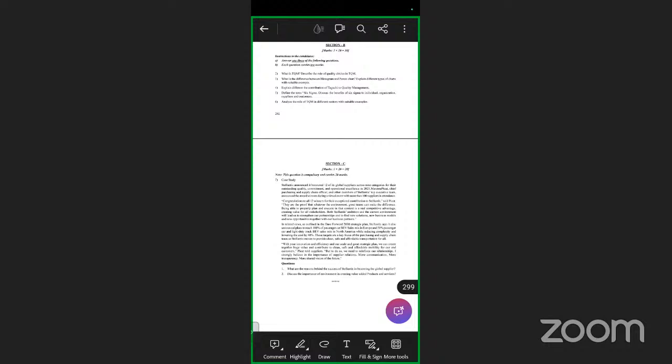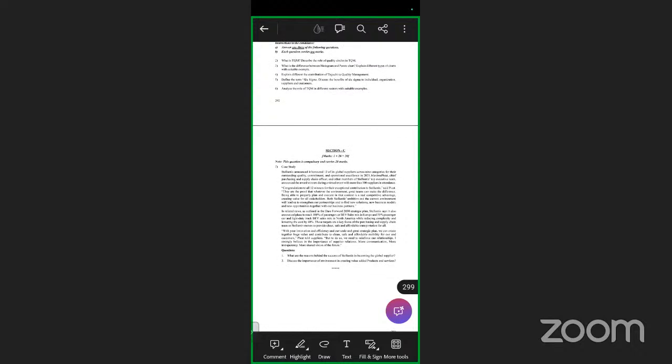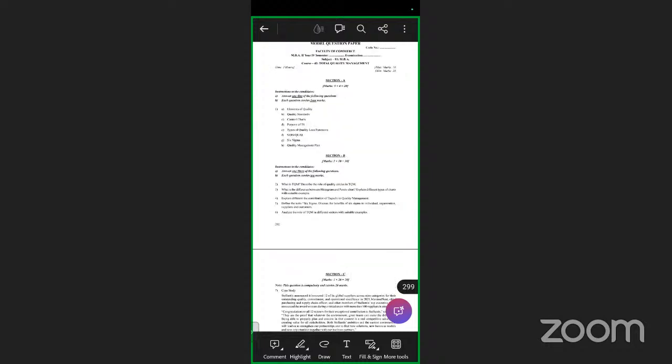Other institutions give 10 marks weightage, but here 20 marks weightage is given to you. So it's a good opportunity to earn good marks and secure minimum marks in your external exam by attempting the case study. Okay, so these are the things.